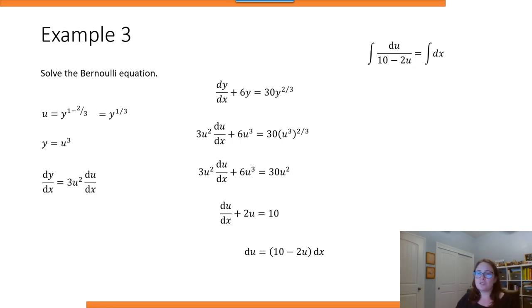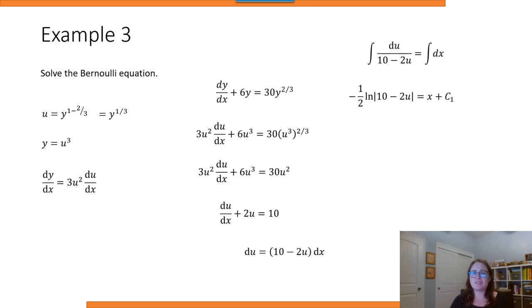You do want to do a u substitution on the left here, but you should end up with -1/2 times the natural log of the absolute value of 10 minus 2u on the left side, and then just x plus a constant on the right. I'm going to call that constant C1 because this is going to change as I solve this. So I want to denote that as I go by changing the subscript on that constant of integration.